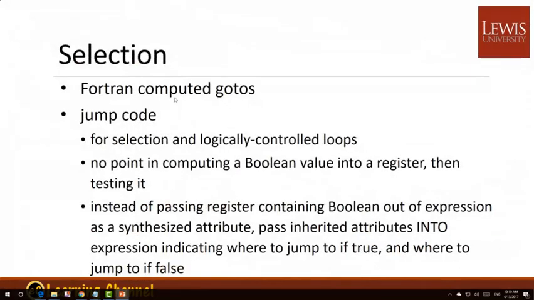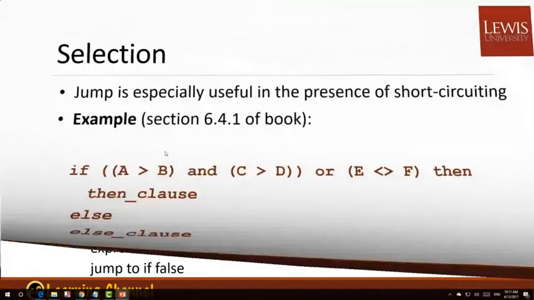Selection. Fortran uses the computed Goto statement, and sometimes some people use jump code for selection and logically controlled loops. No point in computing a Boolean value into a register and testing it. Instead of passing a register containing the Boolean out of the expression as a synthesized attribute, pass an inherited attribute into the expression indicating where to jump if true, and where to jump if false. So actually this is not difficult. I will just go on to the next one.